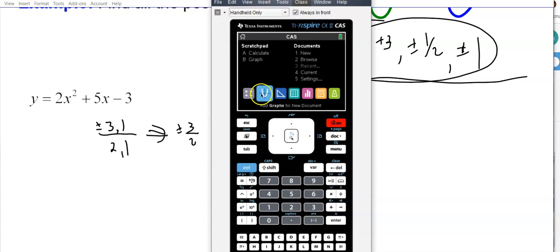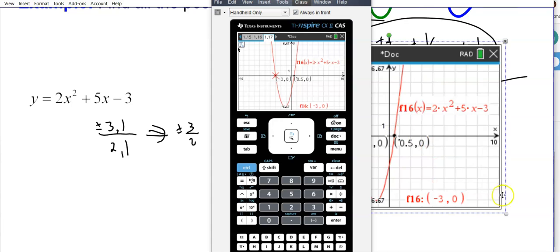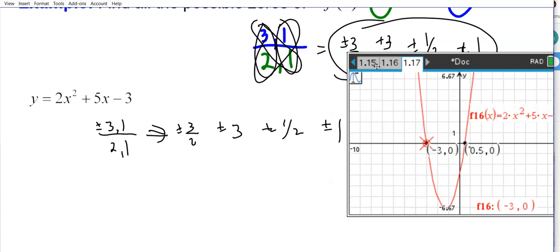So if I graph 2x squared plus 5x minus 3. Ooh, this one does have solutions. So let's see. Menu 5.1. Looks like 1 at 1/2. That's one of our possibles. And 1 at -3. So there are 2 solutions here. And it shouldn't come as a surprise that one of those solutions is -3. Whoops, the highlighter. I thought I had that.